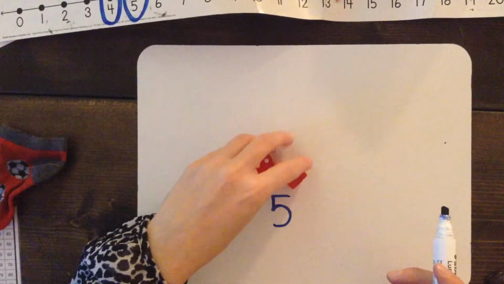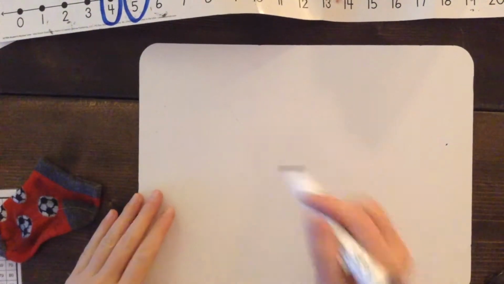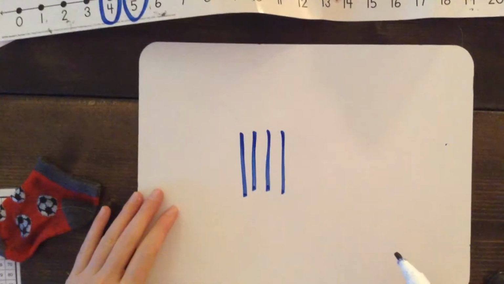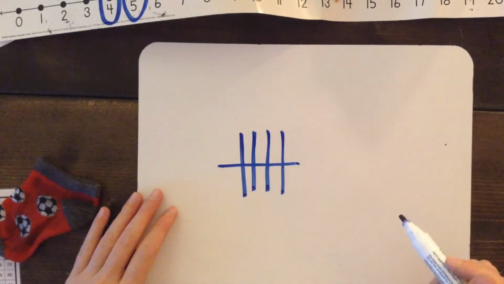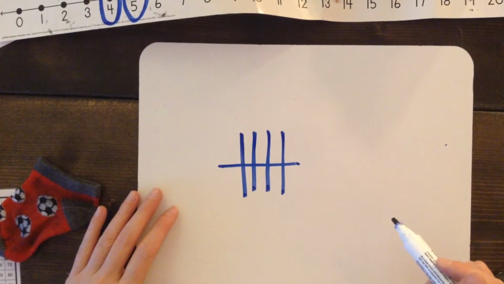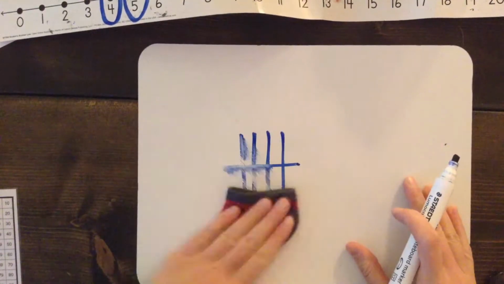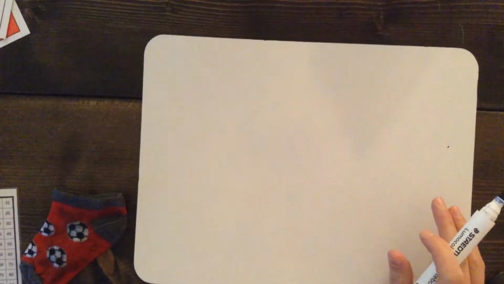I wonder if I could show this with tally marks too. I'll make 4 tally marks. 1, 2, 3, 4. If I add just 1 more, yes, once again I'm at the number 5. There's so many different ways to show what happens when you add more. Let's choose a different starting number.